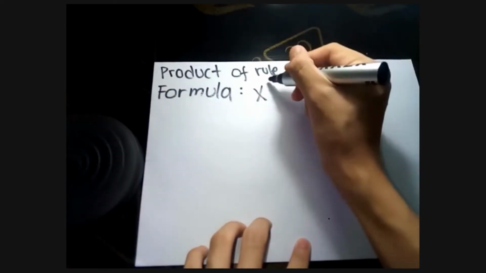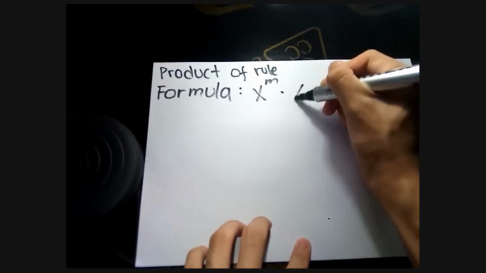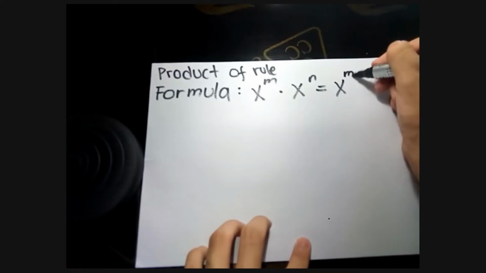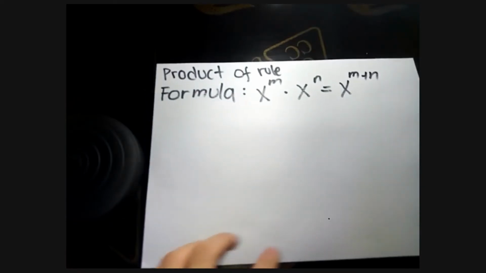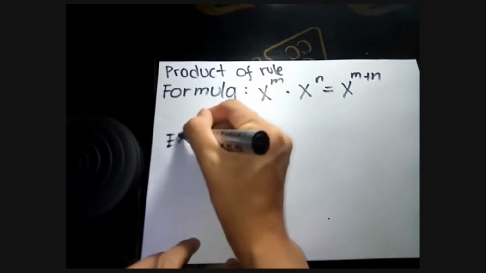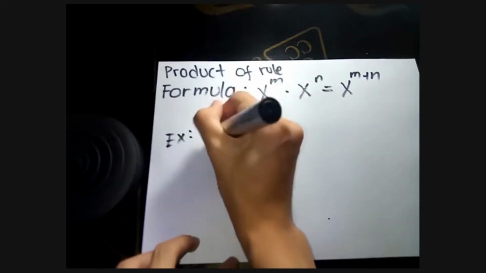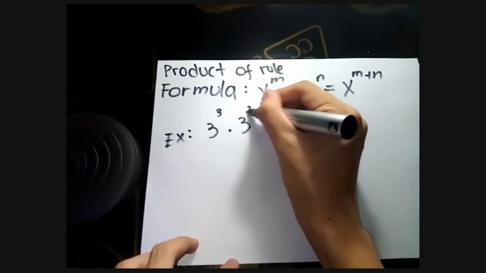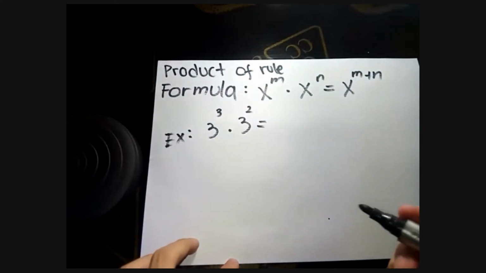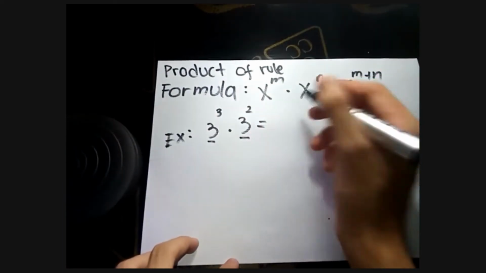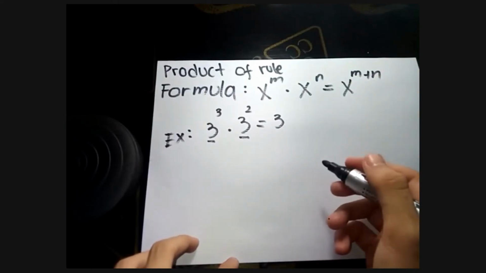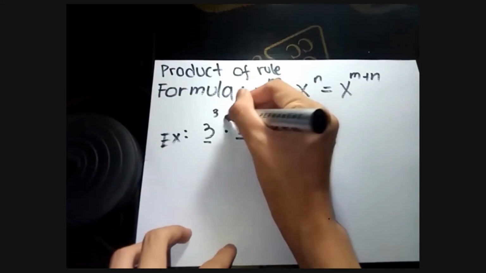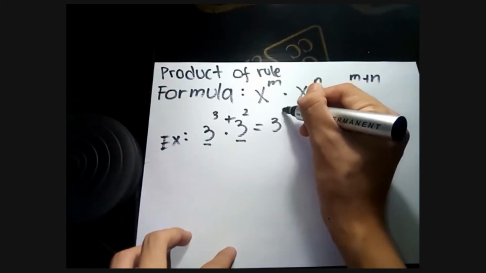x raised to m times x raised to n is equal to x raised to m plus n. Example, 3 raised to 3 times 3 raised to 2. Copy the base, 3, and add the exponents. We add the exponents, 3 plus 2, 5.